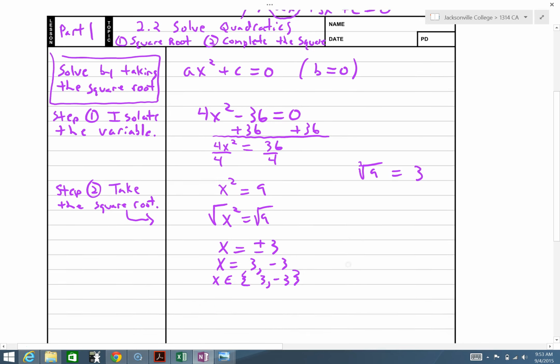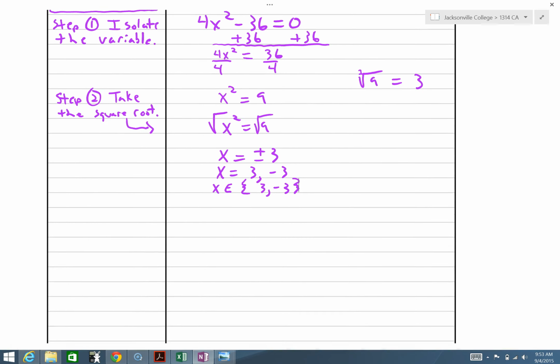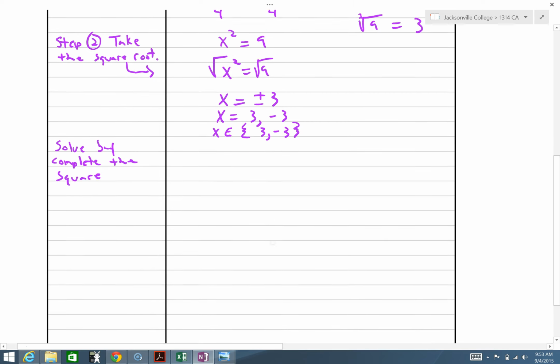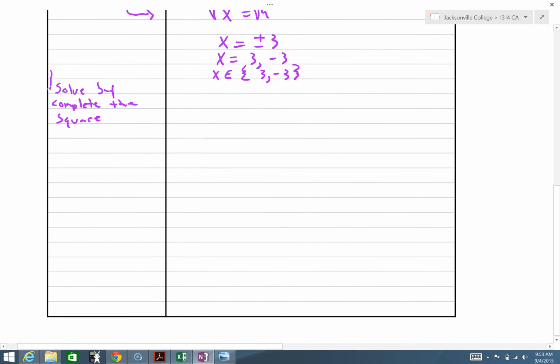All right. Next, solve by completing the square. All right. Let us examine the equation 3x squared minus 9x minus 12.